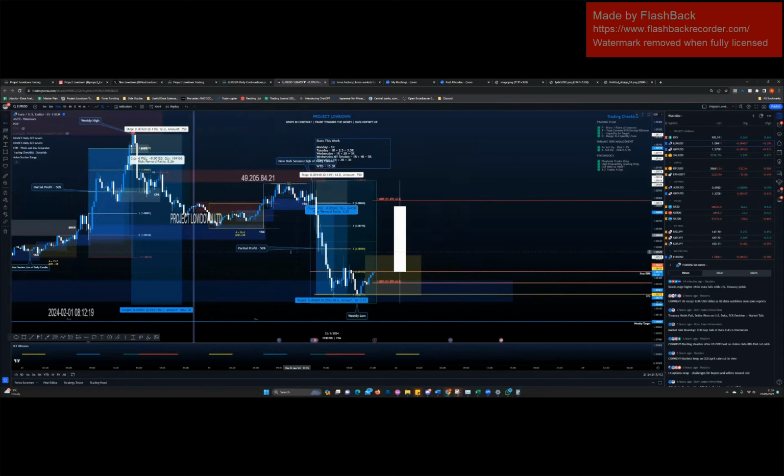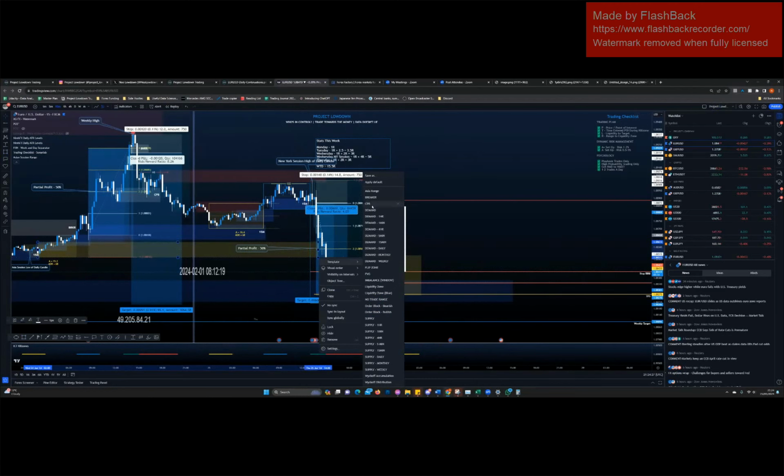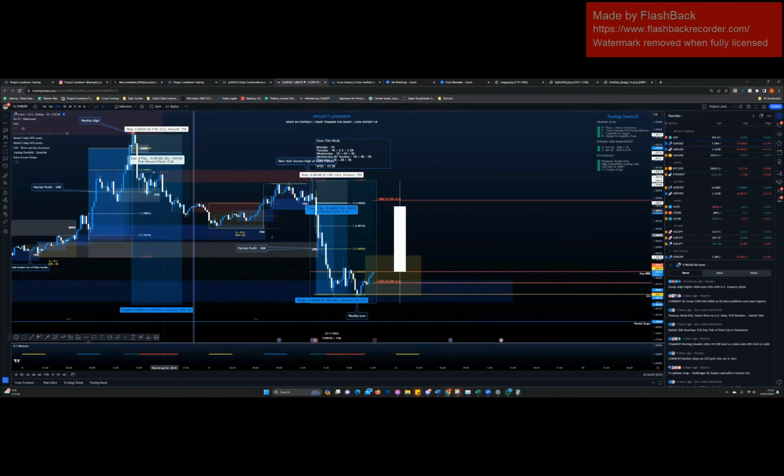Is this coming from a CPB? Yes, it is. So let's mark this out. What I would want to see ideally is a continuation short from here. Asia will mess around and I will be asleep, so I don't care what it does. Not going to do anything until Asia expansion.